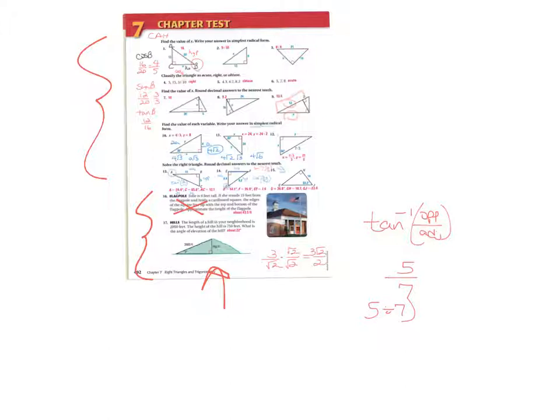Any questions about your test? Okay, the entire test, you can use your calculator. Again, read the directions. Some of them say simplest radical form, some say round to the nearest degree, some say round to the tenths. Each question is different, so make sure you read it.